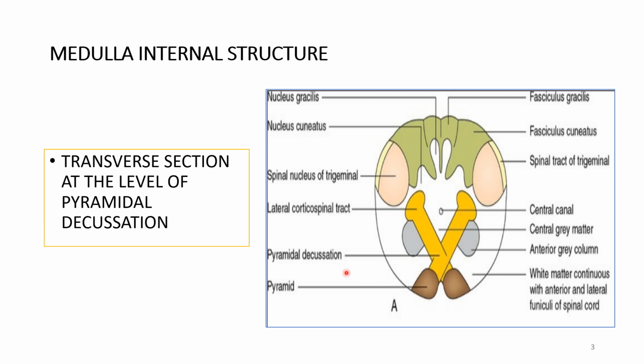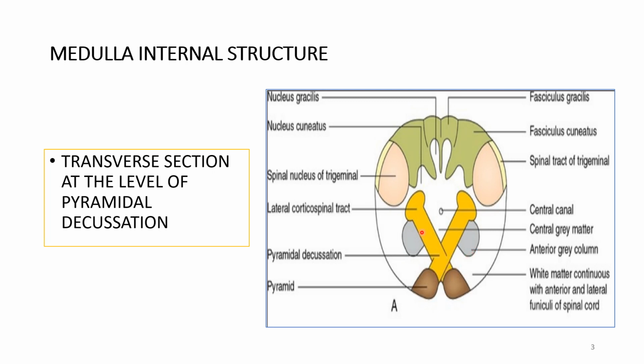So what is this decussation? It comes in further classes. So you can see here fasciculus gracilis, then fasciculus cuneatus, spinal tract of trigeminal. This is the spinal nucleus of the trigeminal nerve. And these are the lateral corticospinal tracts. This is the central canal. This is the central gray matter. This is the anterior gray column.